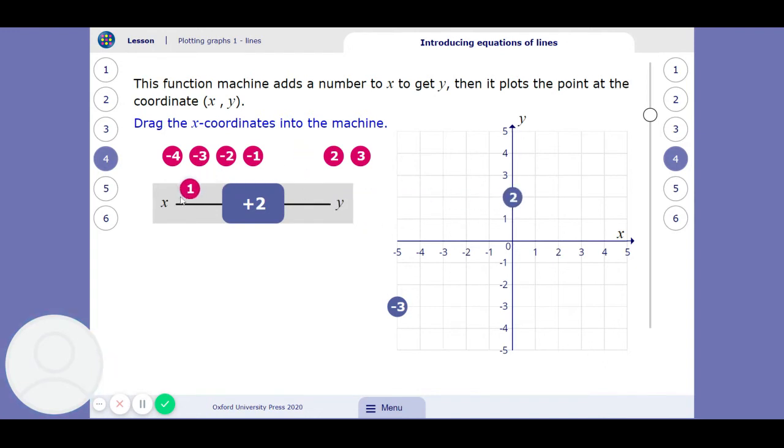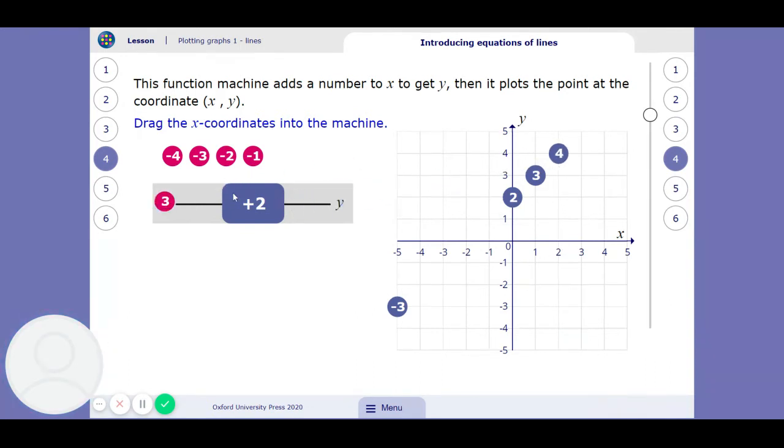Let's drag another easy number in. So 1, add 2, gets you 3. 1 across and 3 up gets you there. Let's do one more and then we'll just drag them all in and see what the line looks like. So 2, add 2 makes 4. 2 across and 4 up.